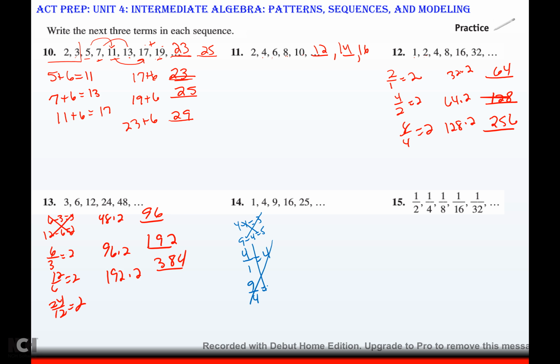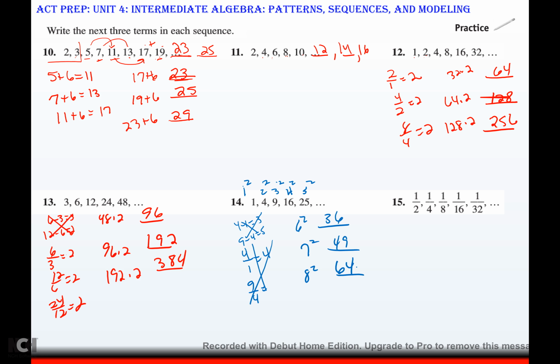Oh, squares. 1 is 1 squared. 4 is 2 squared. 9 is 3 squared. 16 is 4 squared. 25 is 5 squared. So to get the next 3, the next one's going to be 6 squared, 36. Then 7 squared, 49. Then 8 squared, 64. And those would be my next terms.